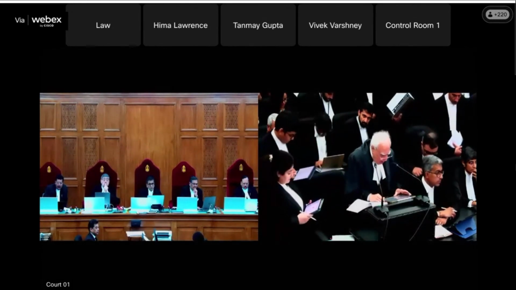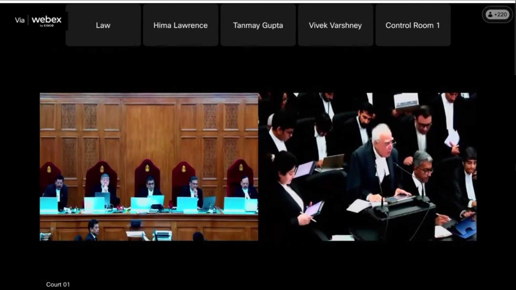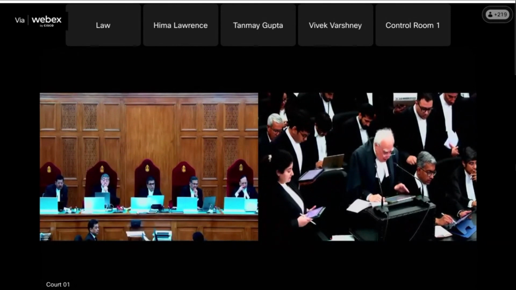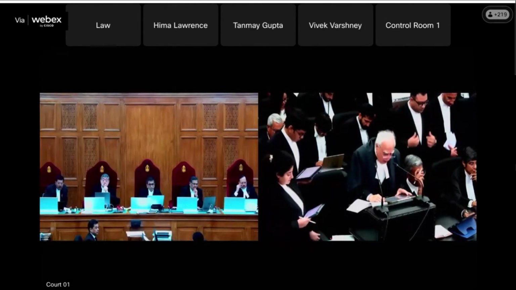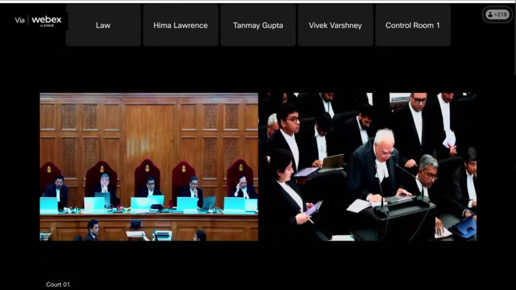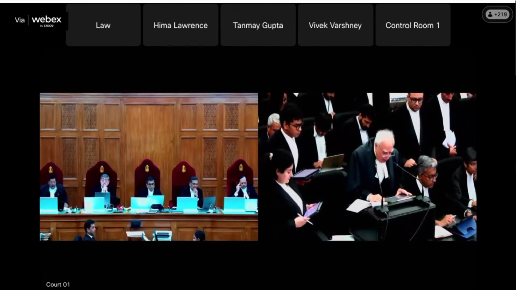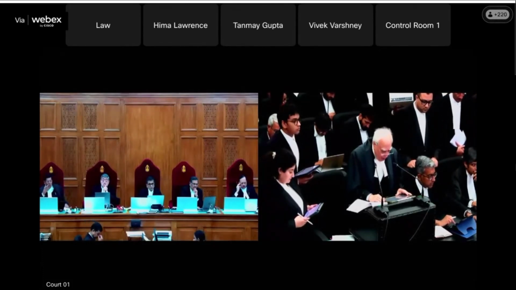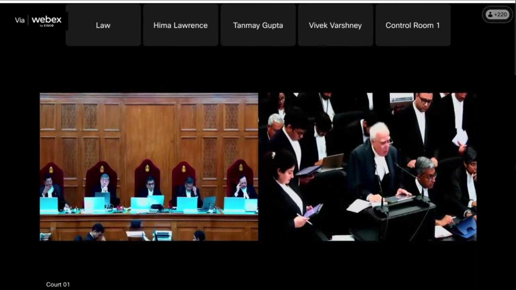In exercise of the powers conferred by clause 1 of 370, the President, with the concurrence of the government of the state of Jammu and Kashmir, is pleased to make the following order. The order may be called the Constitution Application to Jammu and Kashmir Order.